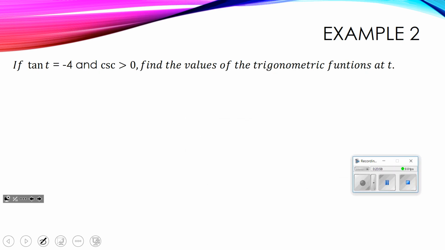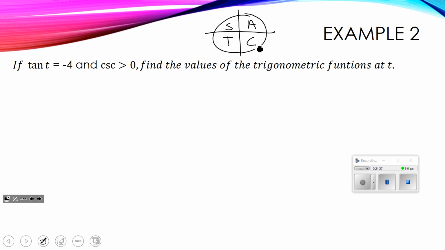I'll get you started. I'm telling you that the tangent is equal to negative 4, and the cosecant is greater than 0. So, first thing that I would do is I would draw it. Okay, all students take calculus.